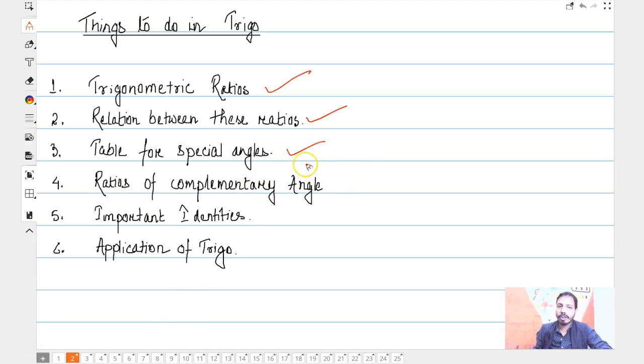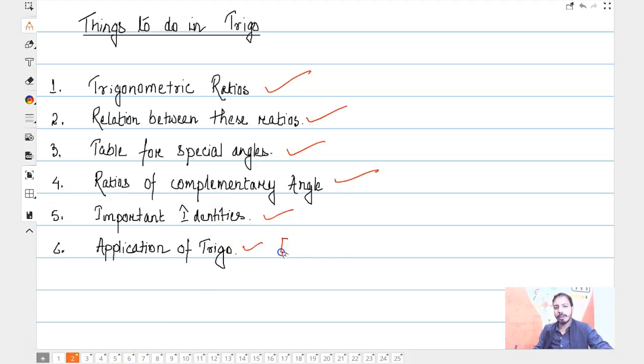Ratios of complementary angles, okay? So what is the relation between sine theta and cos theta? As we know, sine theta and cos theta are complementary to each other. Similarly, there are other pairs. And after that, the important identities. Basically the most important ones, there are three identities which we are going to see in a while. And after that, the application of this trigo.